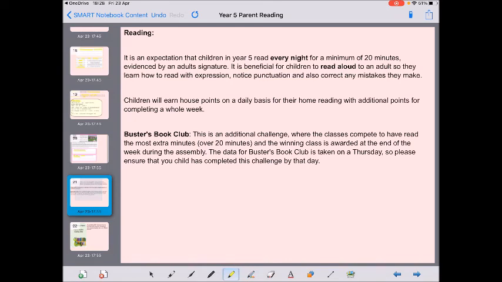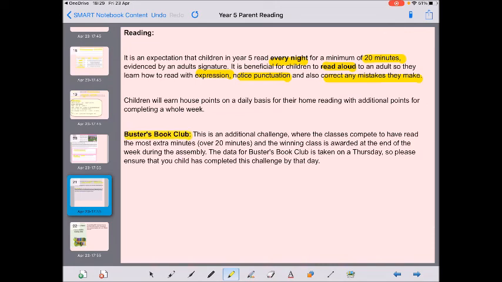So, just to go over the expectations for Year 5, it is an expectation that children in Year 5 read every night for a minimum of 20 minutes, evidenced by an adult signature in their learning journal. It is really beneficial for the children to read aloud to an adult. This is so they learn how to read with expression, they notice punctuation, and also so they can correct any mistakes that they make. Children will earn house points on a daily basis for their home reading, with additional points for completing a whole week.